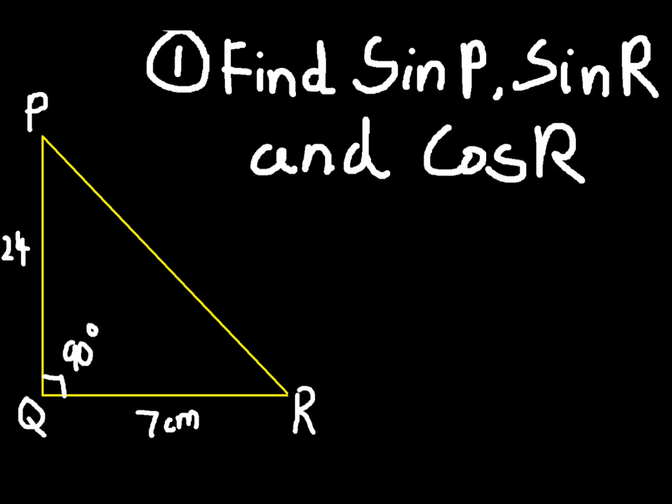Now, we have a question here. There is a triangle PQR. Here, PQ's length is 24 centimeters, QR's length is 7 centimeters. They haven't given us PR's length, which is the hypotenuse. And it is asking us to find the value of sin P, sin R and cos R. Tricky for a beginner, isn't it? Wrong, let's understand it easily.